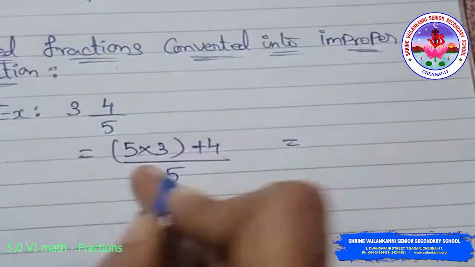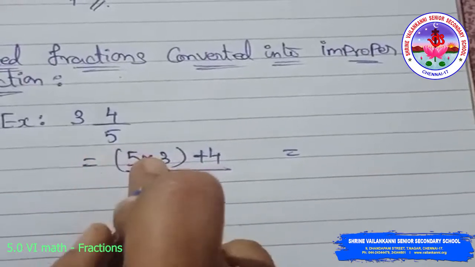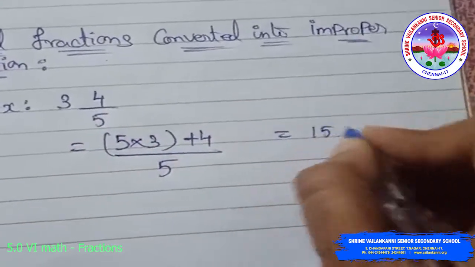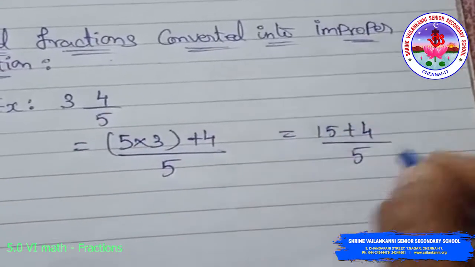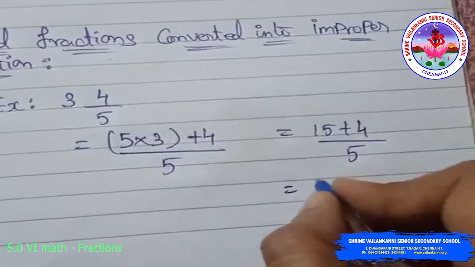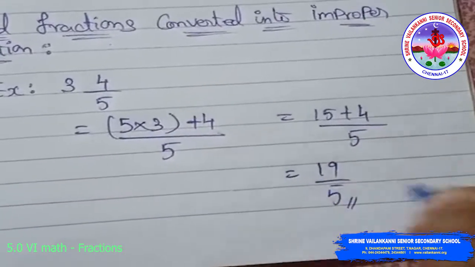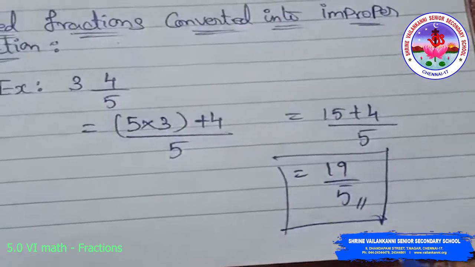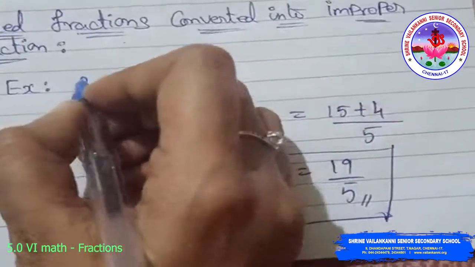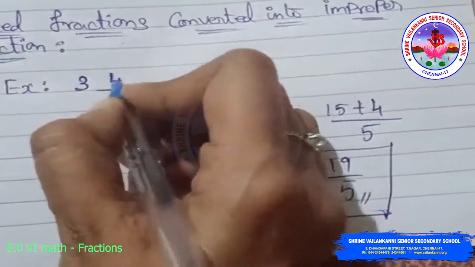So first multiply the values: 3 times 5 is 15. 15 plus 4 by 5 is equal to 15 plus 4, that is 19 by 5. This is the improper fraction value of the mixed fraction 3 4 by 5.